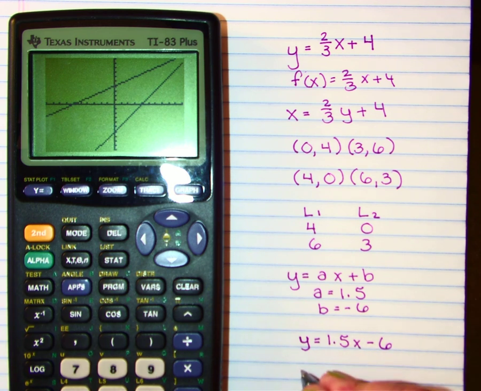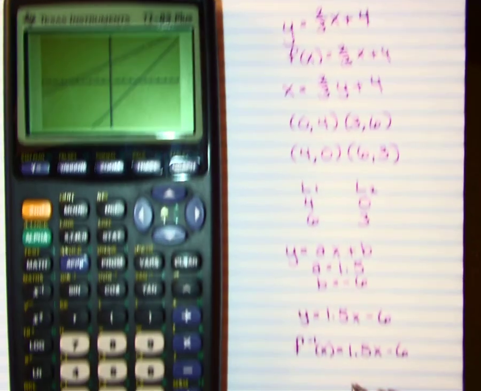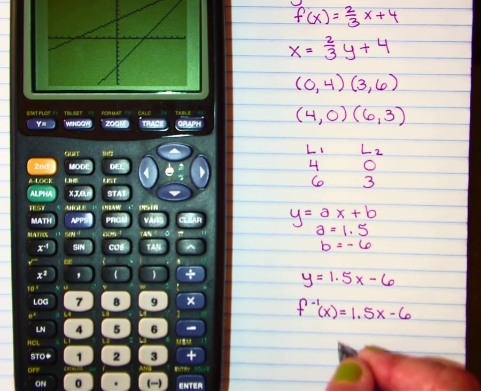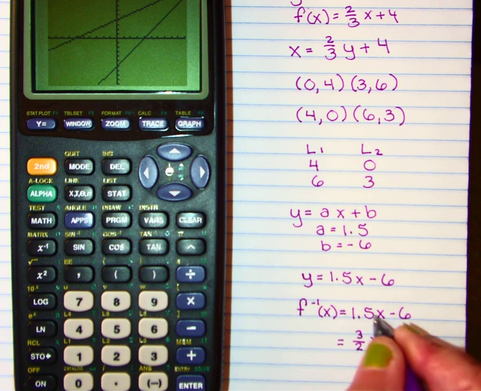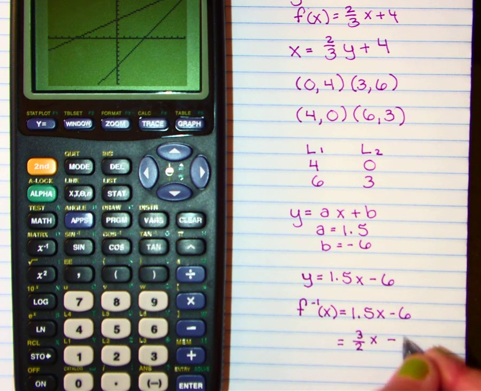And so when I rewrite this, I will write my f inverse of x. My inverse function of x is equal to 1.5x minus 6. Or if I wanted to use fractions, I could have said 3/2 x, that's 1.5, minus 6. Okay, thank you.